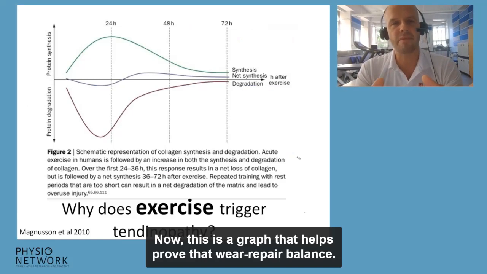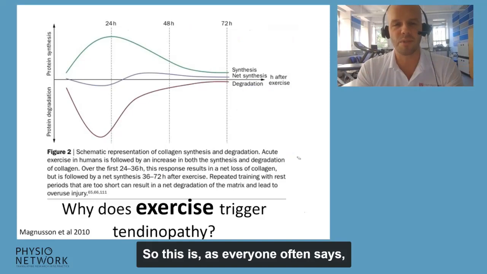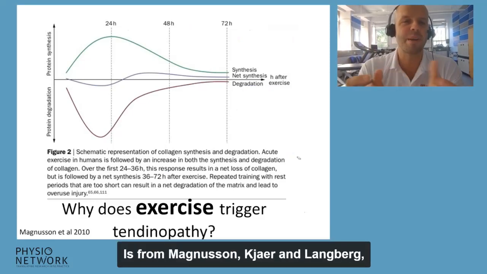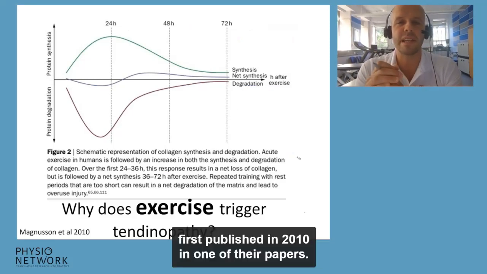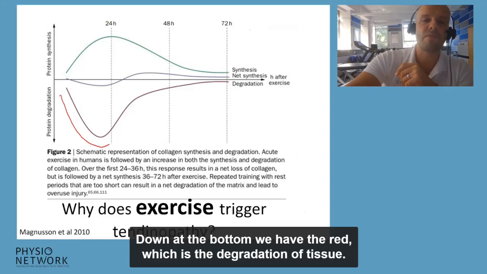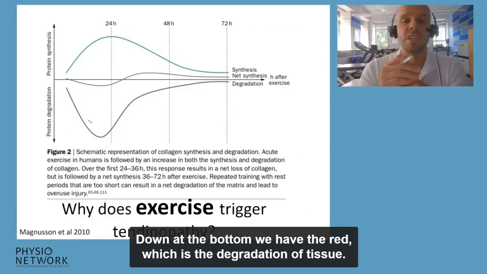Now, this is a graph that helps prove that wear-repair balance. So this is, as everyone often says when they use it now, the most used graph in tendinopathy. It's from Magnusson, Kjaer and Langberg, first published in 2010 in one of their papers. And we've got synthesis at the top, this is the green. Down at the bottom we have the red, which is degradation of tissue.